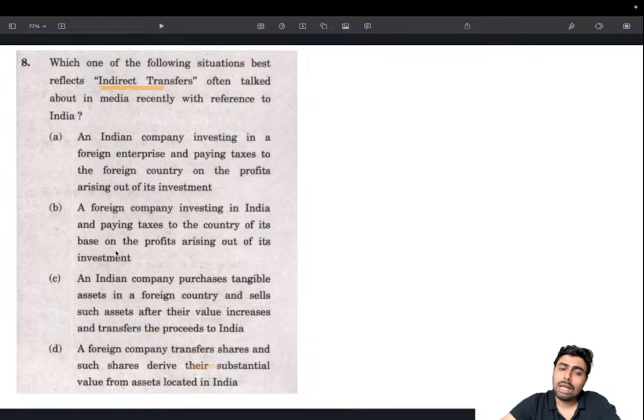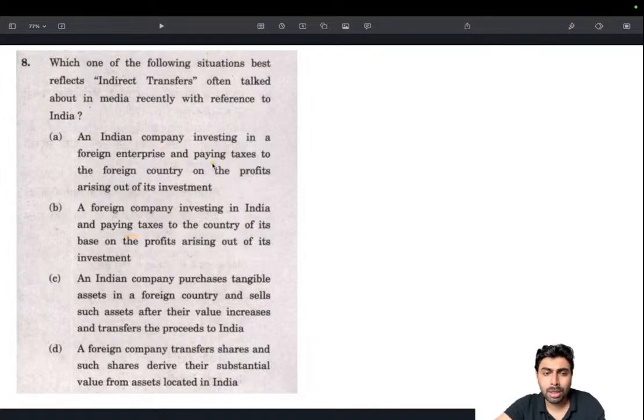Actually, you won't need to do all of this if you actually knew what indirect transfer is. And there are concepts like base erosion, profit shifting, things like that. But I missed it. Sometimes you can also miss it, but it's fine. So this way you can actually arrive at the answer. Your thought process should be aligned in such a way that you try to connect with the concepts you know and eliminate options. This is basically base erosion, profit shifting.